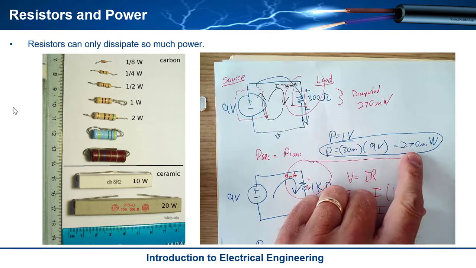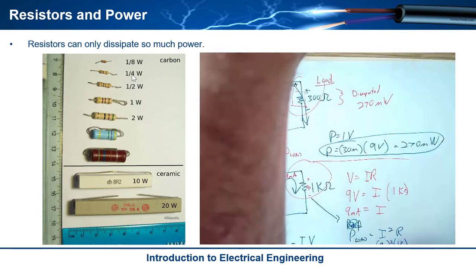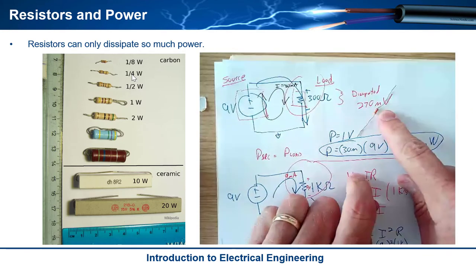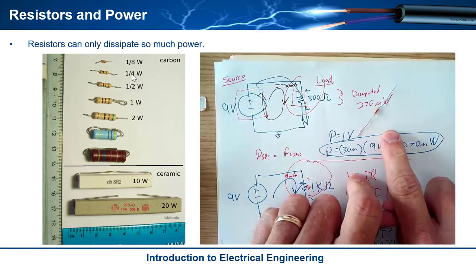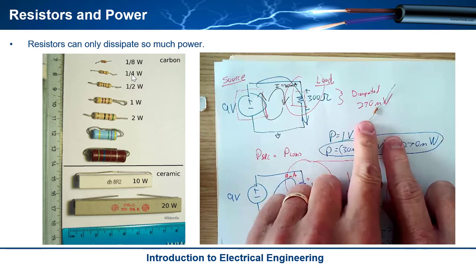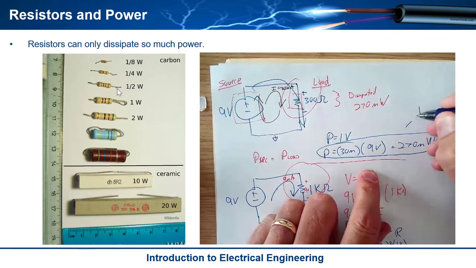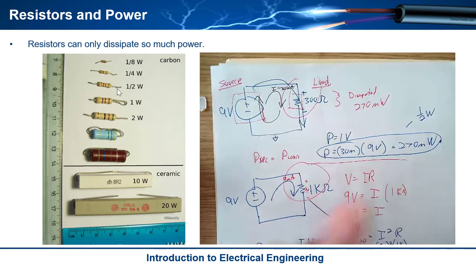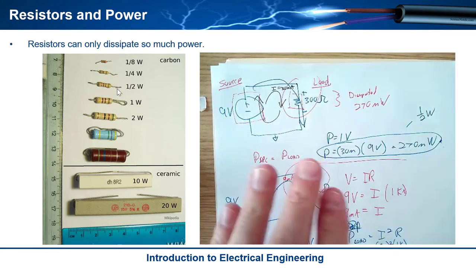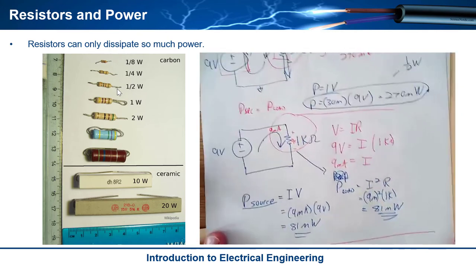Well, from this image, that is more than a 1/4 watt. The 1/4 watt is 0.25. That means I could not use a resistor that is this sized. I would burn this up if I put a 9 volter across it, if it was a 300 ohmer. So I would actually have to go find a 1/2 watt resistor so that I didn't heat this thing up so much that it burned up.